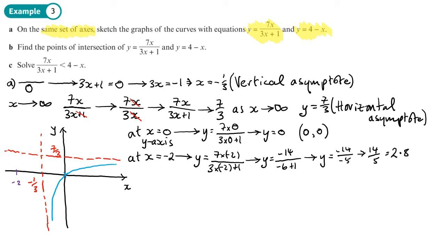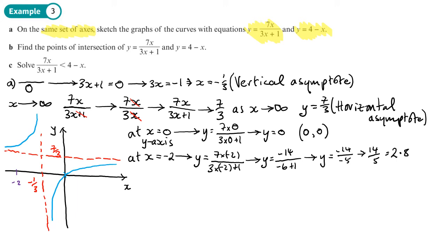Right, that is going to be above this asymptote, so it's going to be up here. So it's going to be some sort of point up here somewhere, which tells me then that the other part of the graph goes like this. Now remember, it's just a sketch. So there's my sketch now of the graph of y equals 7x over 3x plus 1.